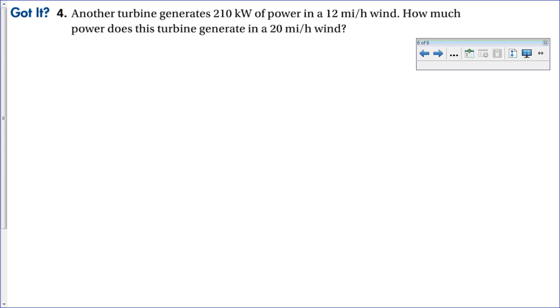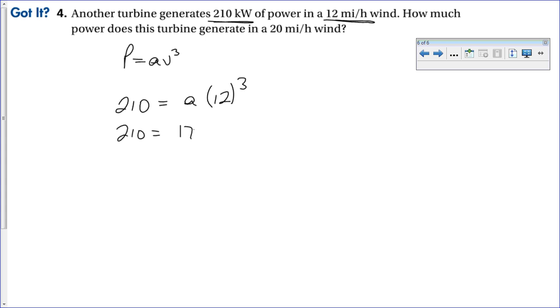All right, so we're going to use the same equation. We're going to use P equals A V cubed because we're still talking about a wind turbine. Now, the velocity to start with, we're going to have to use the 12 miles per hour and the 210 kilowatts. So we're going to do 210 equals A times 12 cubed. All right, now we just simply have to solve for A. So 12 cubed is 1728.